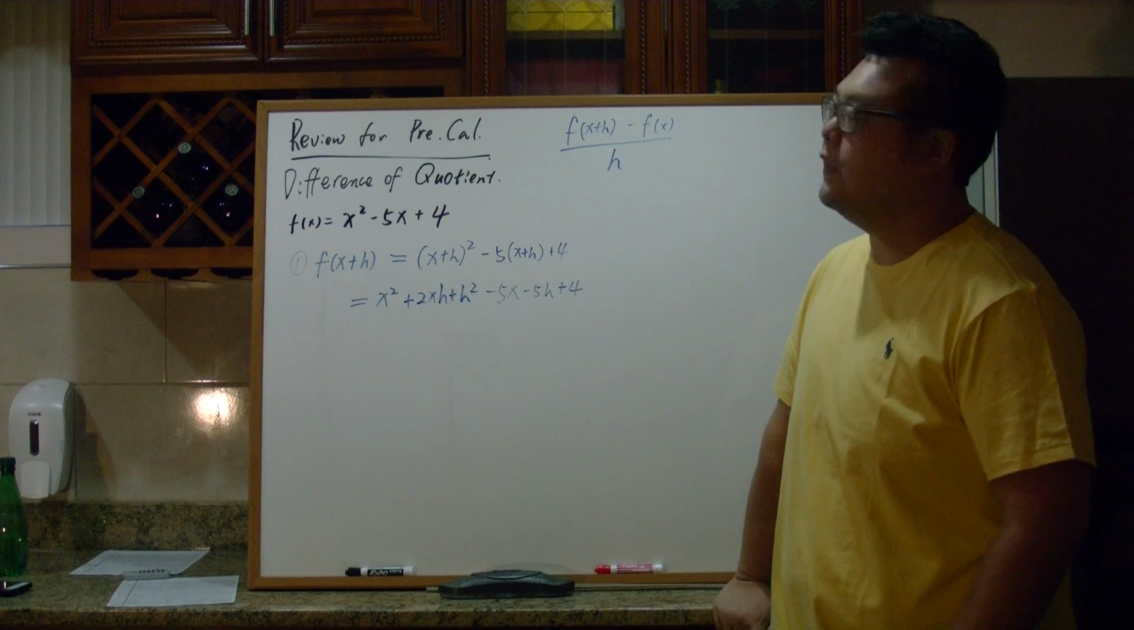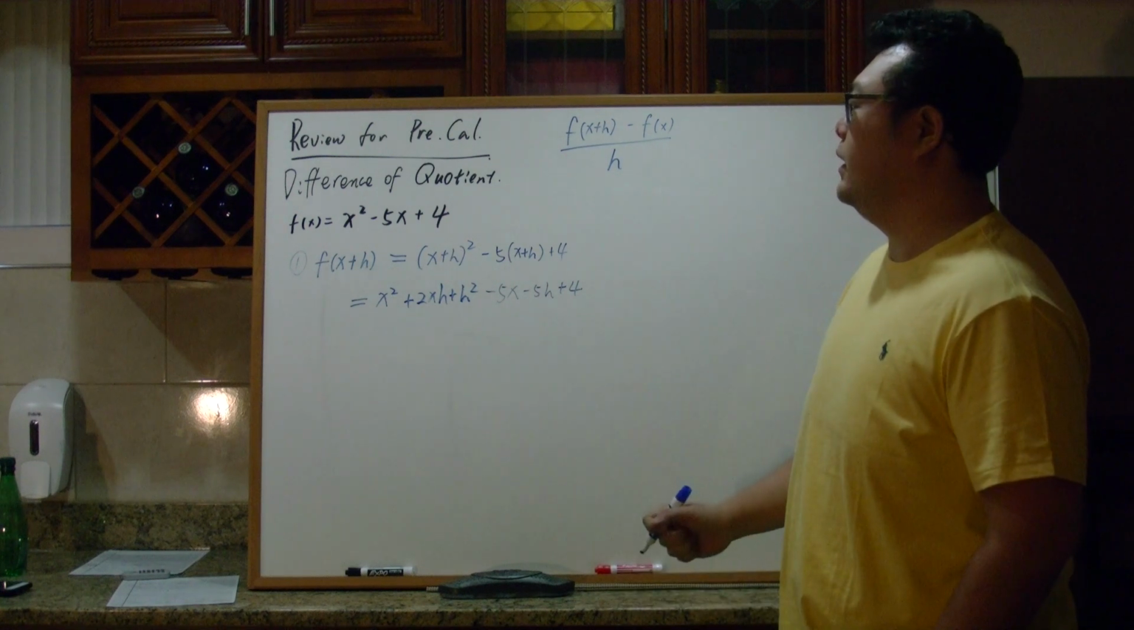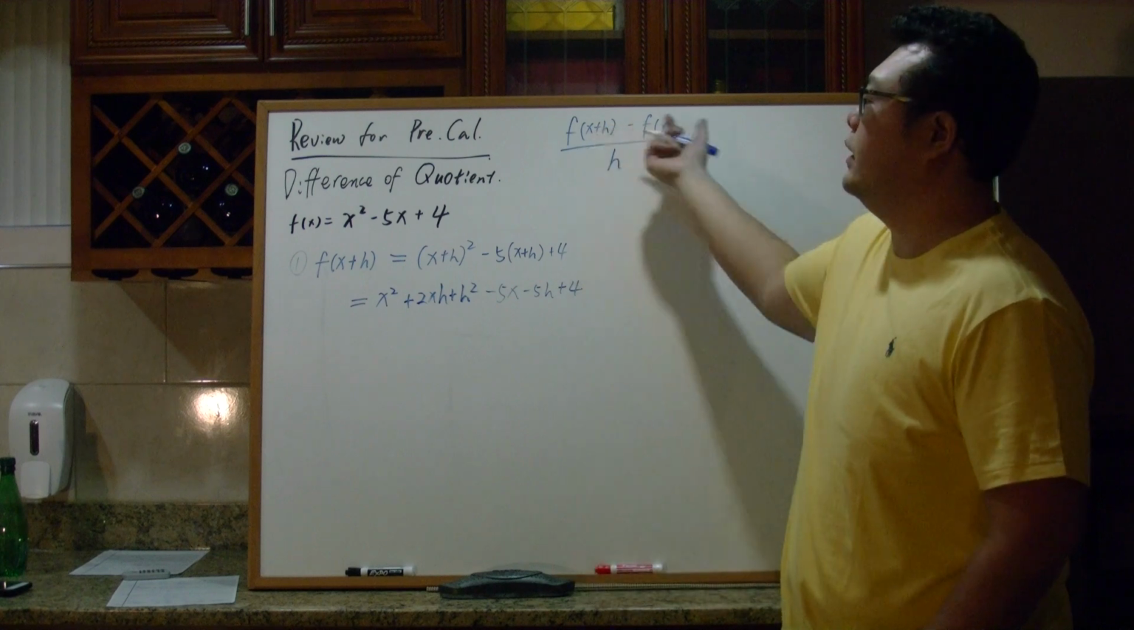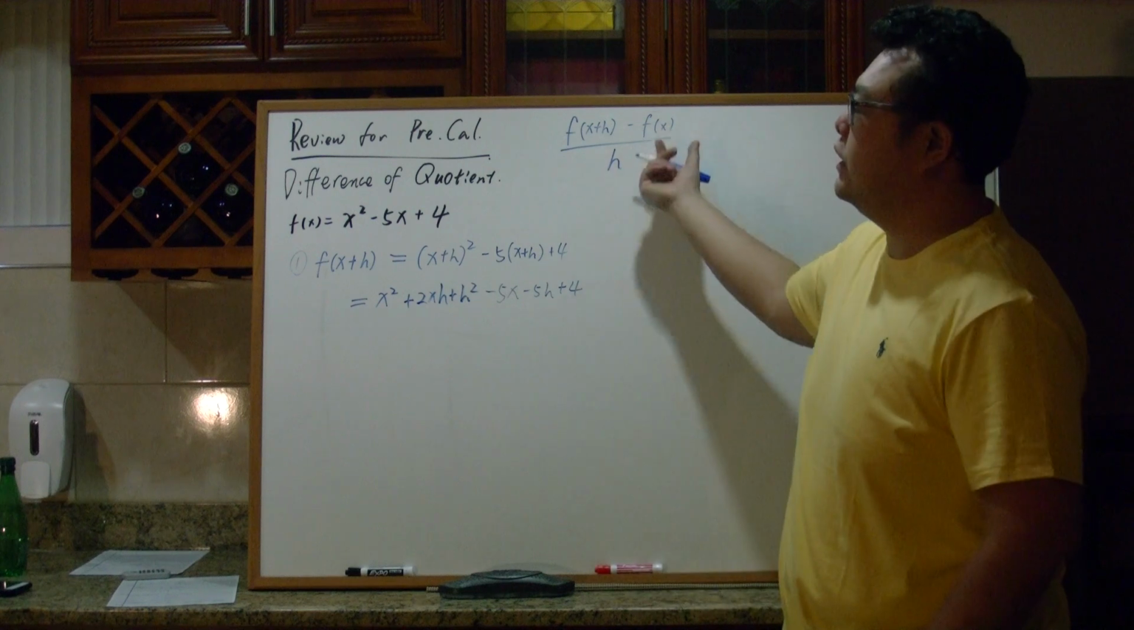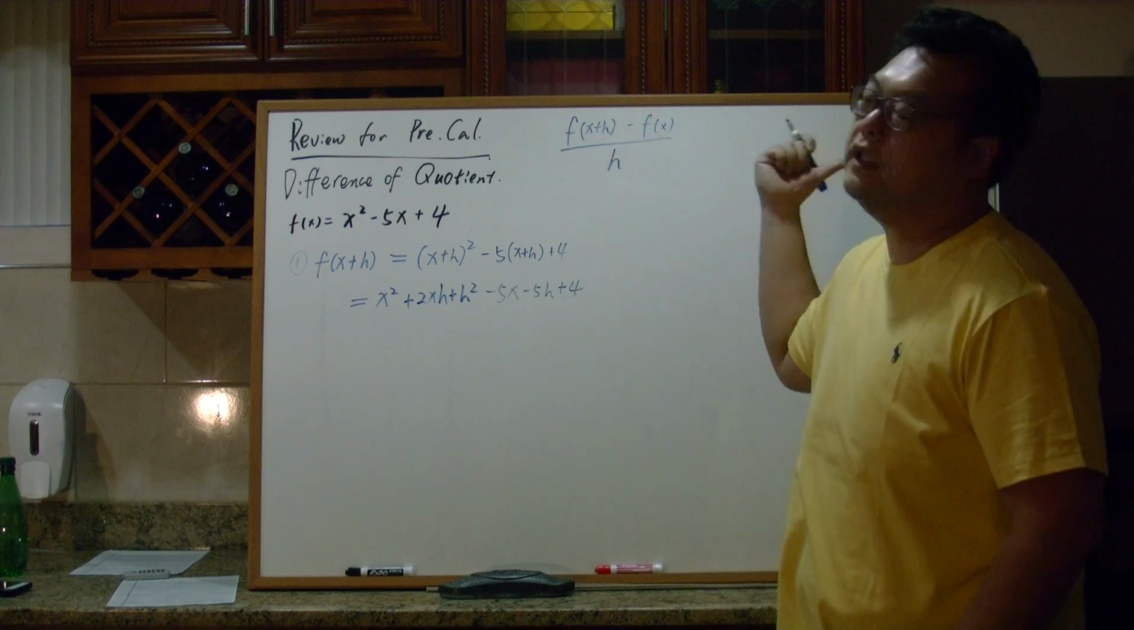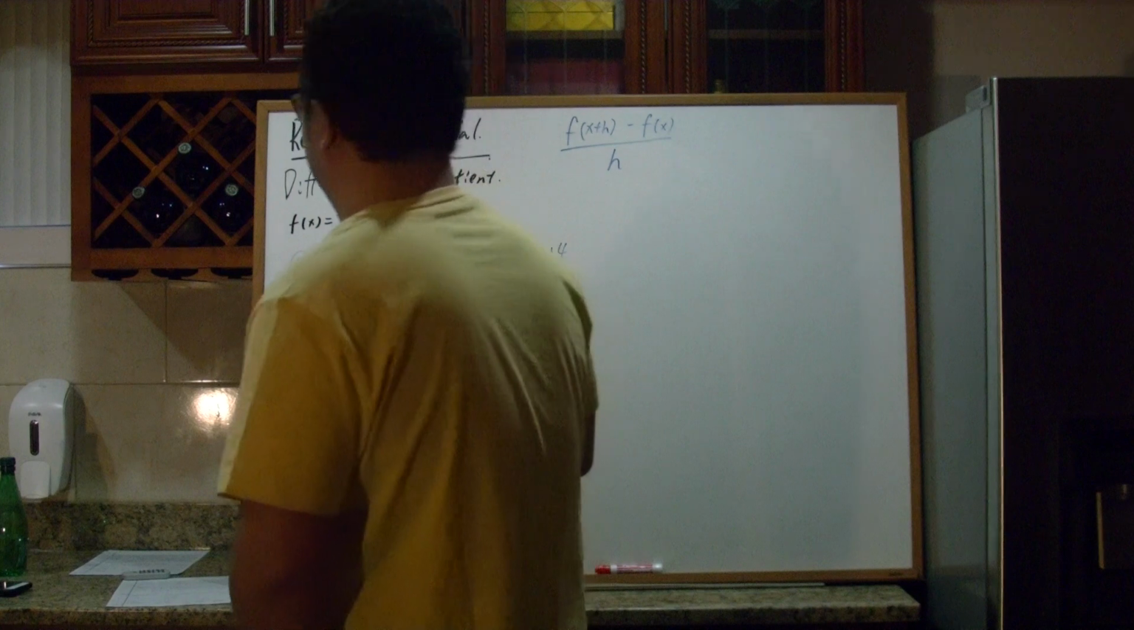If it could be simplified, we'll simplify it. Maybe we cannot simplify, then we can simplify the difference if possible. Or even if the difference cannot be simplified, we can simplify the quotient. Right? There is always a way to simplify it.